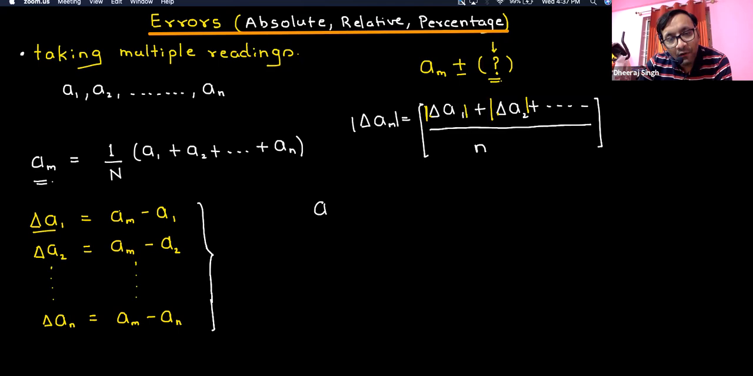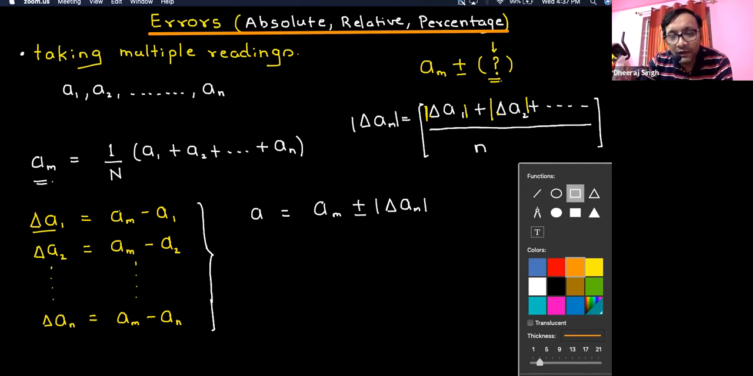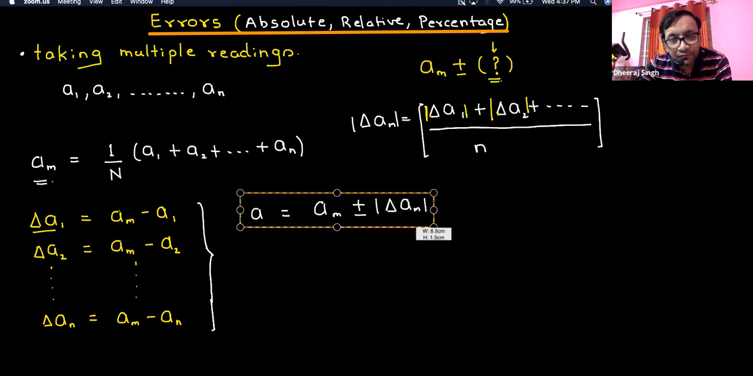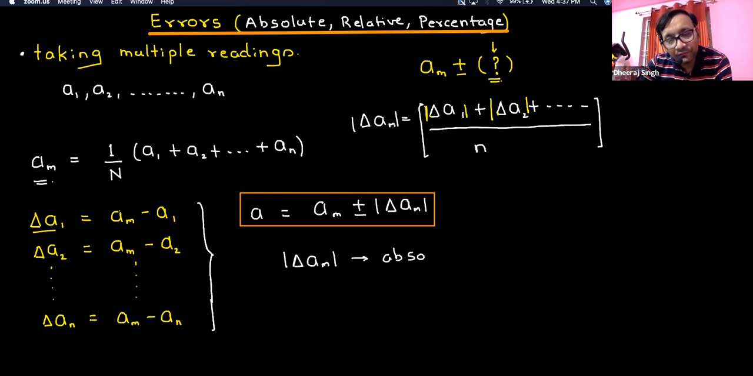So this is how you write the value: A mean plus minus mod of delta A mean. All right. This is the value of A. Like this, you write it in your lab records. Now this value delta A mean, the way we have calculated, this is called absolute error. This is the absolute error. Okay. What is the doubt?